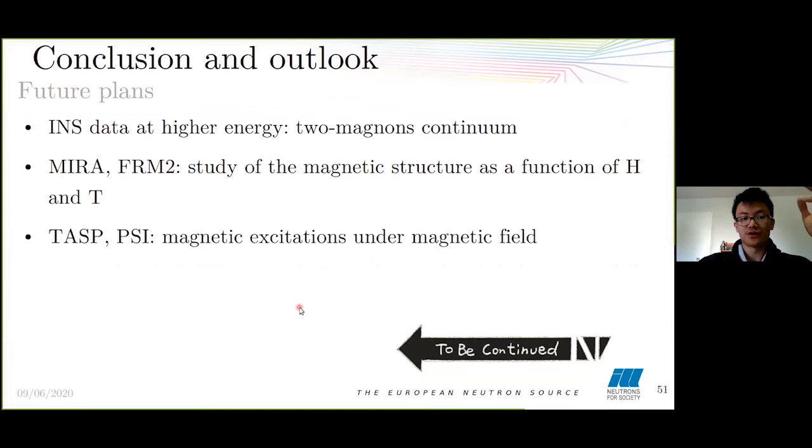And in the future, we already have some inelastic neutron scattering data at higher energy. So I might be working on 2 magnons continuum. Then we have some beam times which are scheduled. We have some beam time at MIRA at FRM2. This is for the study of magnetic structure in MnSb2O6 as a function of the magnetic field and temperature. And we have also beam time on TASP at PSI to study the magnetic excitations under a magnetic field.